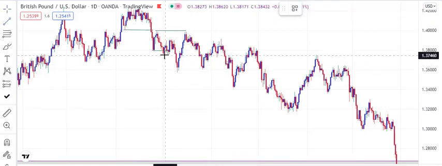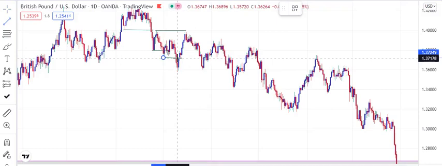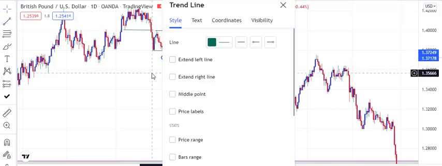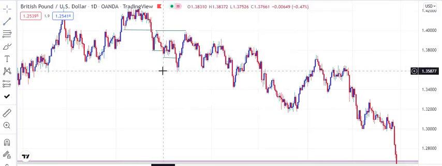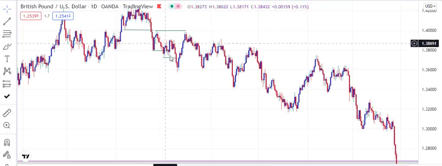Very simple concept, very simple concept. You don't need to have trend lines on your chart. You don't need to have all these indicators on your chart. Simple and straightforward methodology. This is your swing high, this is your swing low.